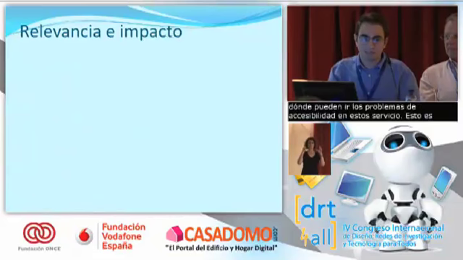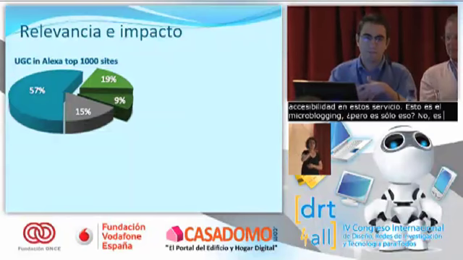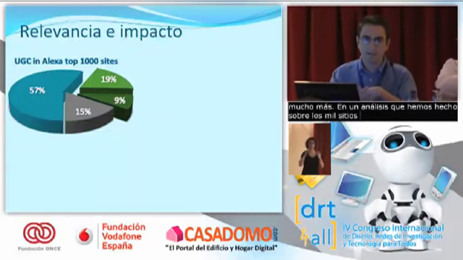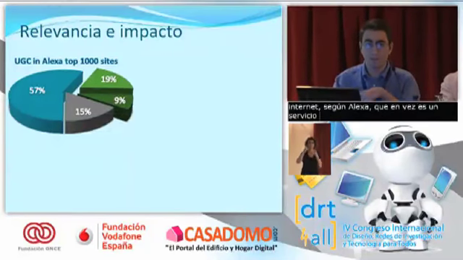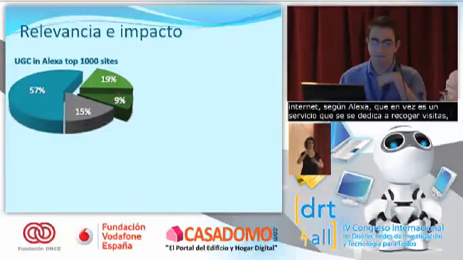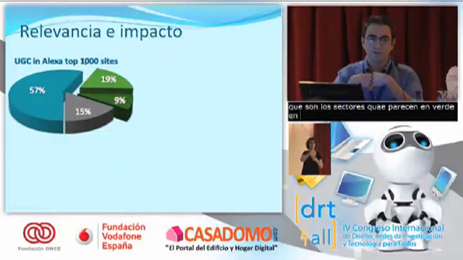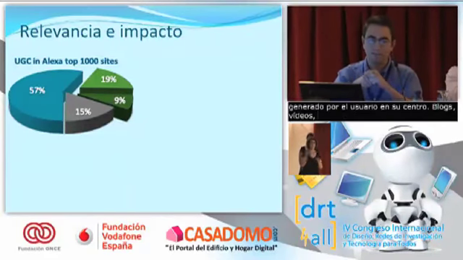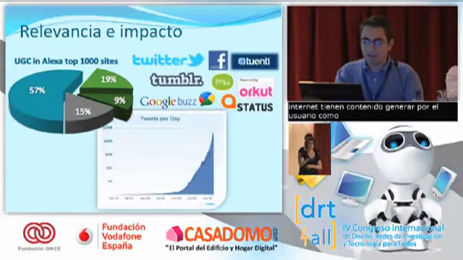This is microblogging. But is it only this? No, it's much more. After doing an analysis on the 1,000 most visited sites, according to a service that collects visits, we have found that 28%, which are the 2 sectors in green in this graph, have the content that the user generates at the center, the videos, microblogging, etc. 28% of the 1,000 most visited sites have content generated by users at the center of their importance.